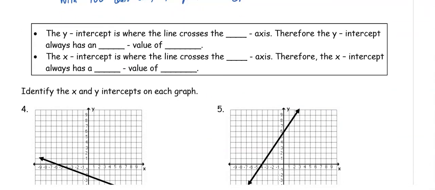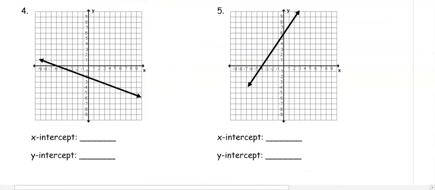So the y-intercept is where the line crosses the y-axis. Therefore, the y-intercept always has an x value of 0. The x-intercept is where the line crosses the x-axis. Therefore, the x-intercept always has a y value of 0. So looking at the graphs, let's find the x and y-intercepts.